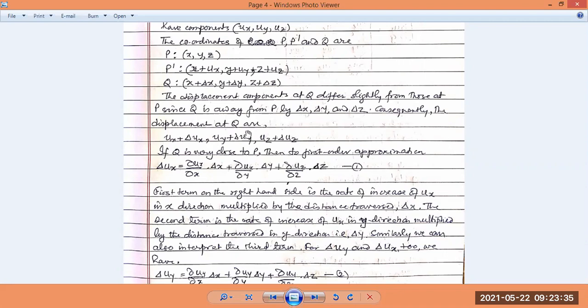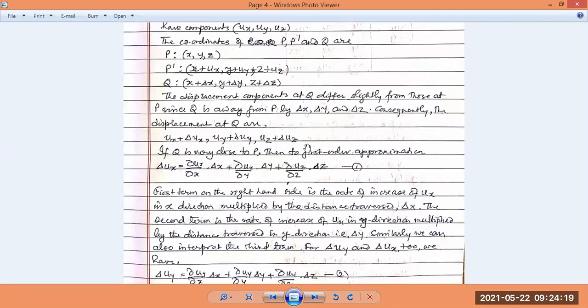So the displacement of Q dash will be ux plus delta ux, uy plus delta uy, and uz plus delta uz. ux, uy, and uz are the components of displacement along x, y, and z. But as the coordinates of Q are changed from the coordinates of P by the amounts delta x, delta y, delta z, the displacement vector also changes, and the change will be added like this: ux plus delta ux, uy plus delta uy, uz plus delta uz itself.